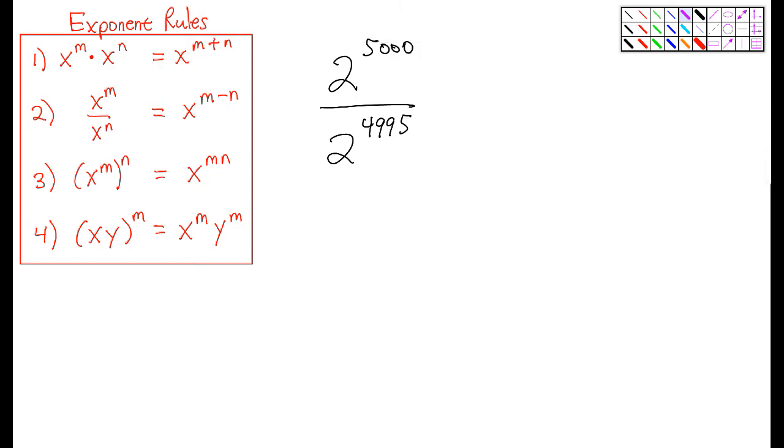Next example. Okay, we're going to be using rule number 2 here, I think, where we subtract exponents. So we're going to get 2 to the 5,000 minus 4,995, well that's just 5, which happens to be 32.